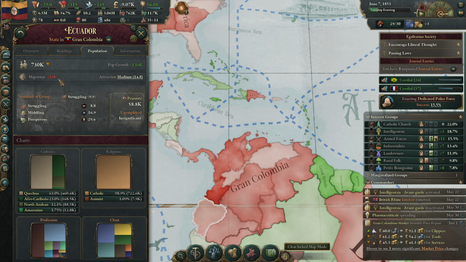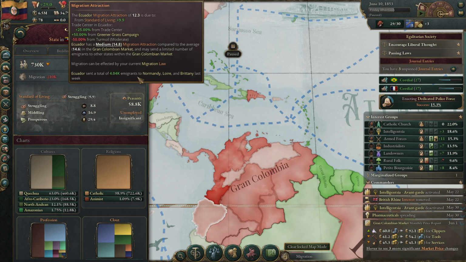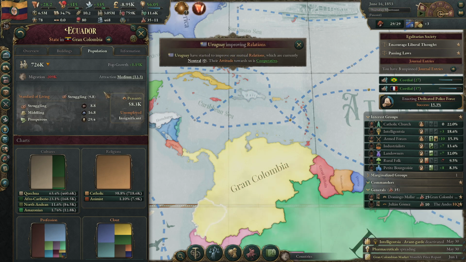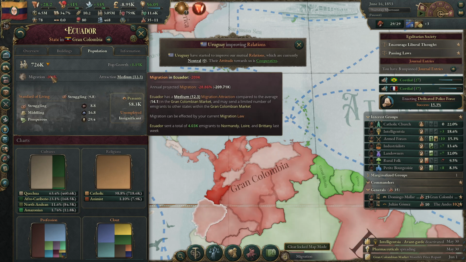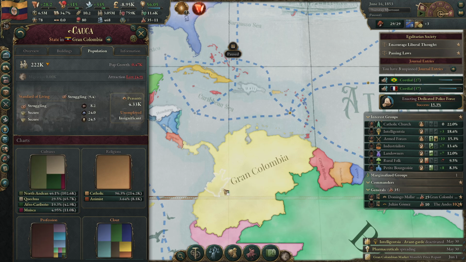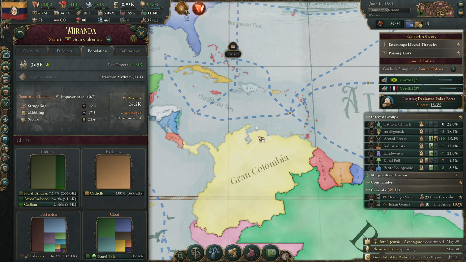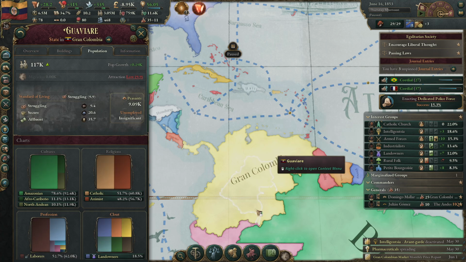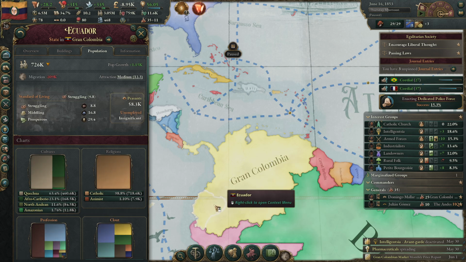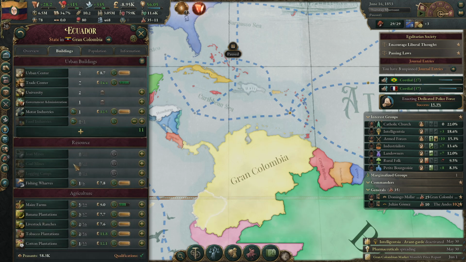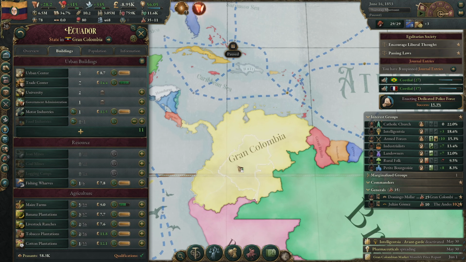Are they still migrating away? Oh no. Wait, this should stop. We have medium. Interesting. Are people migrating from other states? No. There's only normal pop growth. People are just getting away from Ecuador. We need the people in Ecuador to like this state.